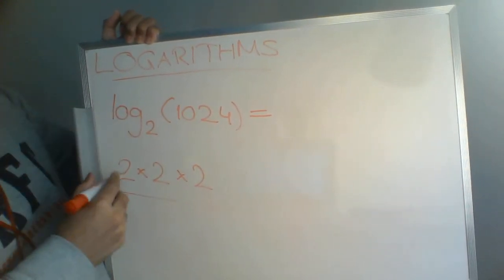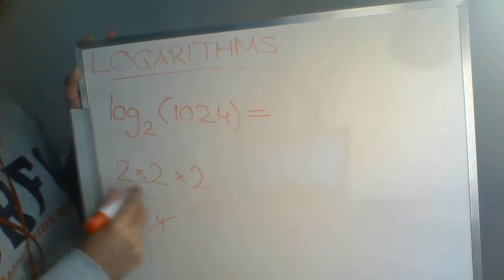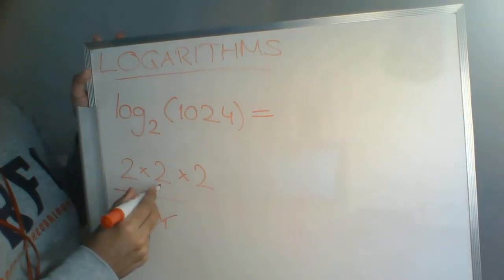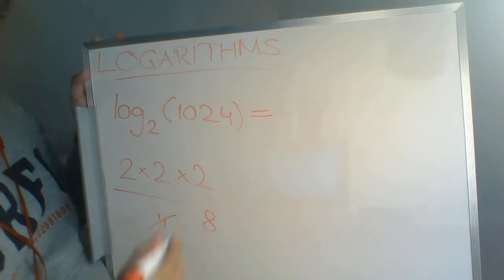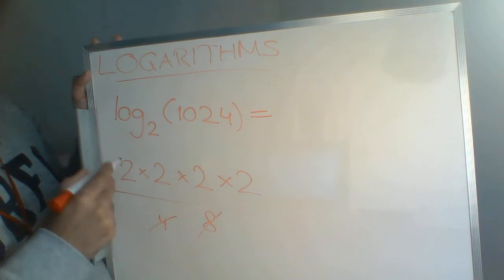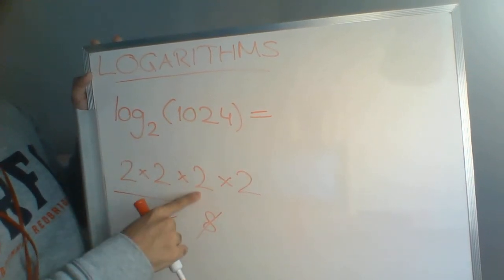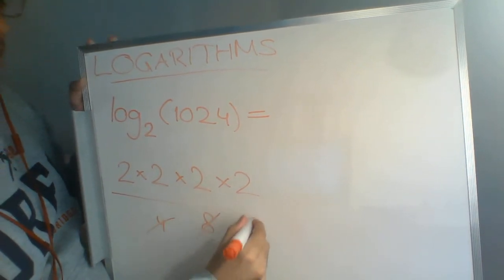So 2 times 2, that would give us 4, right? That's not enough. 2 times 2 times 2, that's 2 times 2 is 4, times 2 is 8. Still not enough. So I'm going to cross that out. We'll throw in another one. 2 times 2 times 2 times 2. 2 times 2 is 4, times 2 is 8, times 2 is 16.